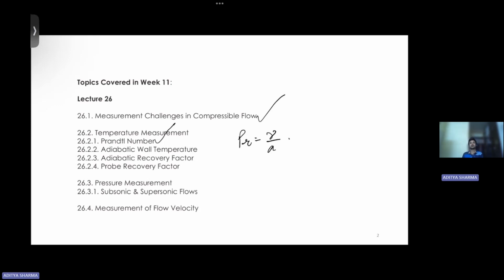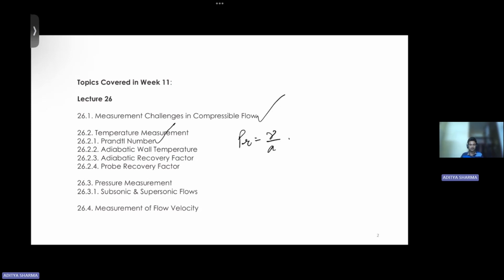Which is nothing but when we are trying to measure a temperature at some wall, if we keep this wall insulated, so there is no heat loss, then the temperature we measure, the temperature we receive from the sensor data or the thermocouple data, that we call the adiabatic wall temperature, right?